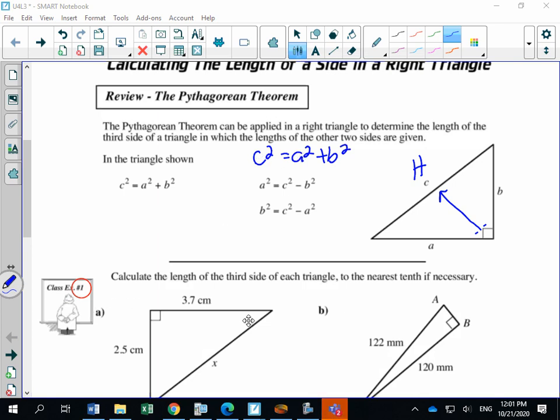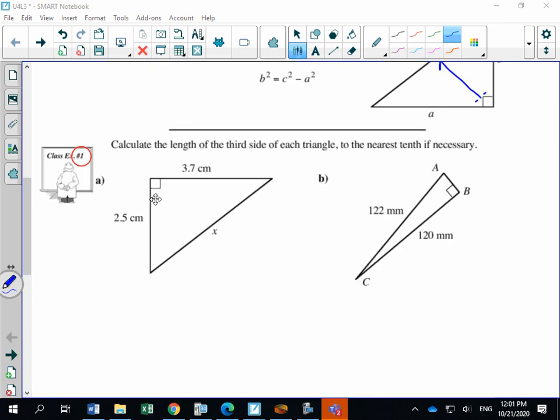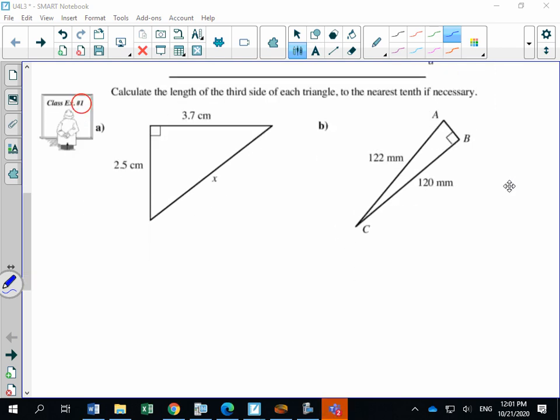Let's apply that formula to this first question here. Calculate the length of the third side of the triangle to the nearest tenth if necessary. So essentially what we're going to do in this question is use Pythagoras' theorem, and then I'm going to show you after how we're going to use trig to solve this side. So I could have given you this question in grade 9, and you would have said, okay, I'm going to cross out the x, and I'm going to put C, because that's the hypotenuse, that's the longest side. So C squared equals A squared plus B squared.